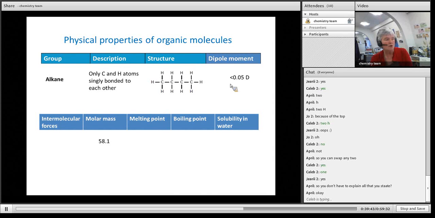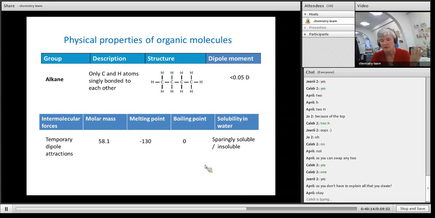So if I have a molar mass of 58.1, the intermolecular forces are only the temporary ones. It's quite a low molar mass, and I've tried to always pick a similar molar mass so we don't have to worry about that. It's got quite a low melting point and quite a low boiling point, and it's not particularly soluble in water. So if you've got alkanes and you're trying to separate them out from the others or identify them, if you add water, they're just going to float on top of the water. And it's a gas because it's at minus 120.